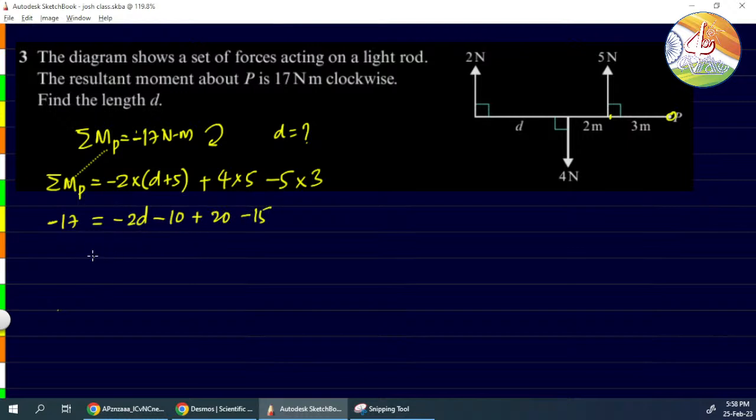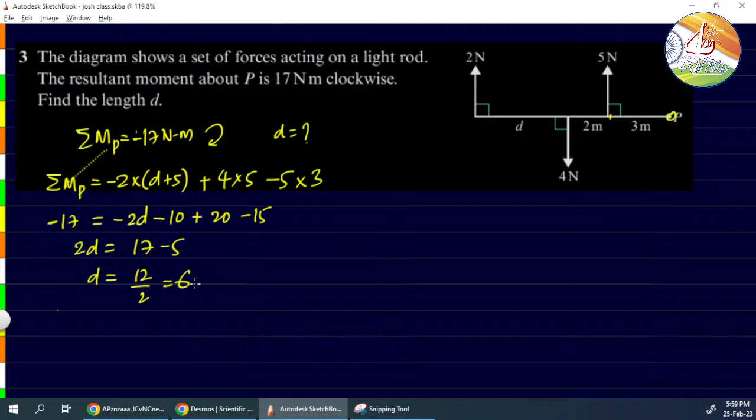So D is the only unknown, we can find it. Okay, so send 2D this side, 17 comes here, this becomes plus 10. 10 minus 15 is minus 5. So D is 12 by 2, that is 6.